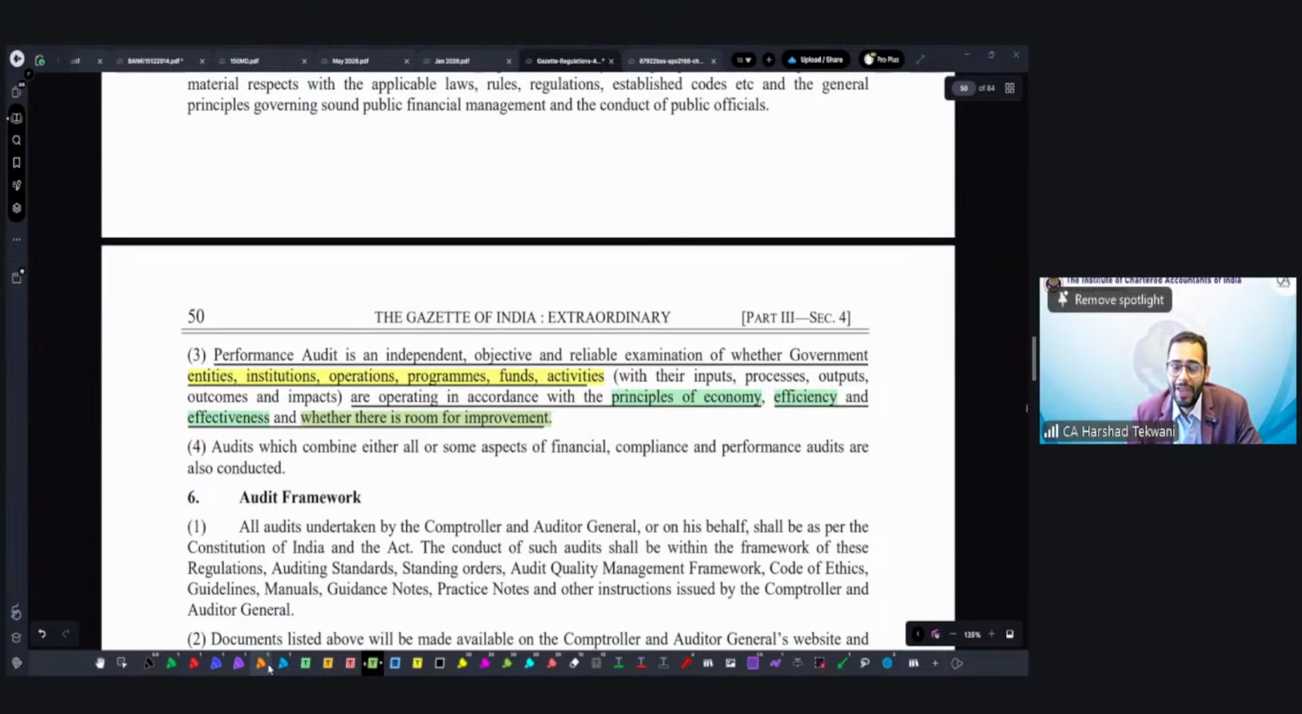And when we talk about the subject matter in the performance audit, we talk about the input, processes, outputs, outcomes, and impacts. That means every aspect of that particular process. So this is just a basic understanding of these three types of audits. We will understand them in detail in some time, but this is the basic definition of these audits, and we will understand further comprehensive audit, proprietary audit, a lot of things.